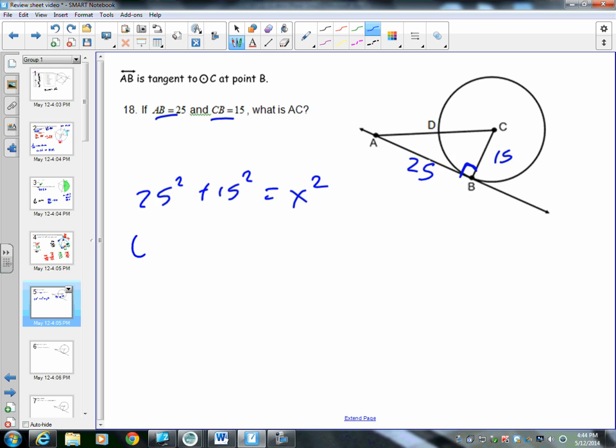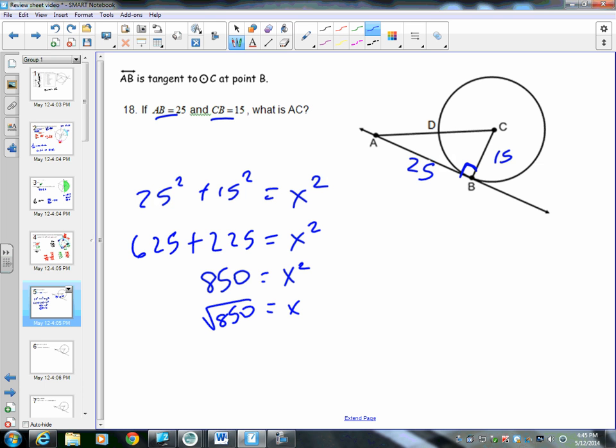25 squared is 625. 15 squared is 225. Let's make this plus sign a little bit better. Equal to x squared. Add these two numbers together. 625 plus 225 is 850. How do you get rid of the squared? You do the opposite, which is square root, so we get x is equal to the square root of 850. And if you put that in the calculator, you'll end up with a crazy decimal, but we'll go ahead and round to the tenths place, which is 29.2. And that's what x is.